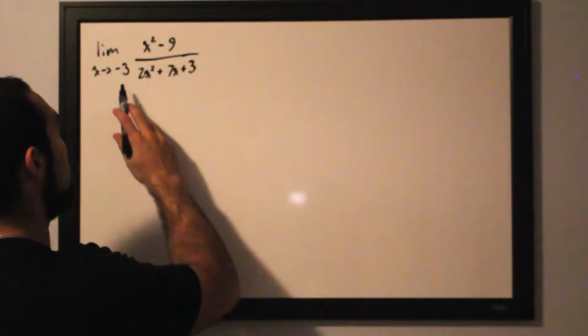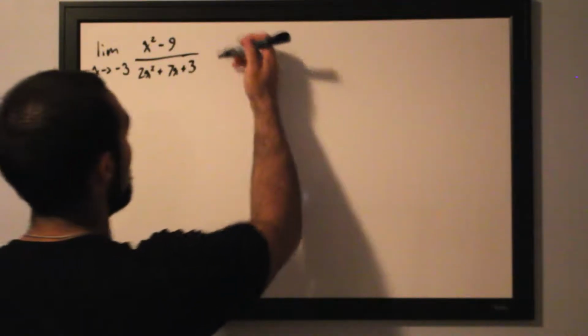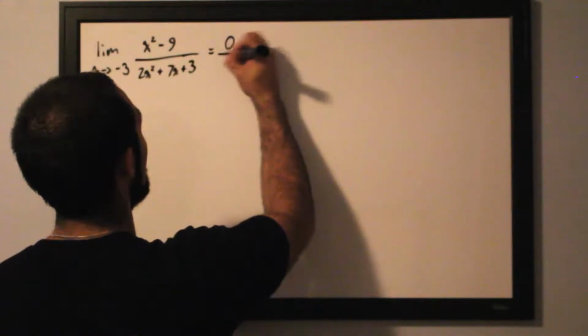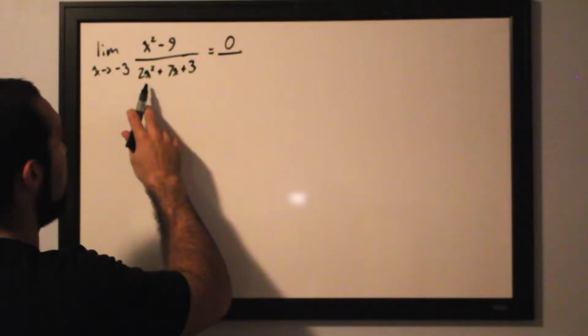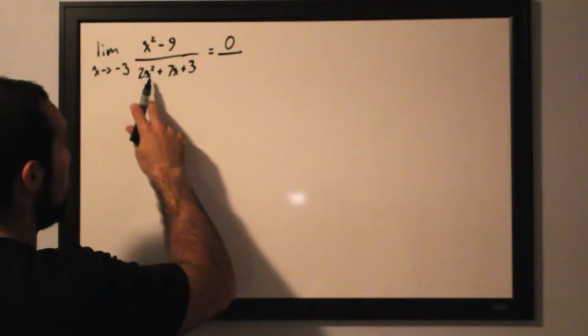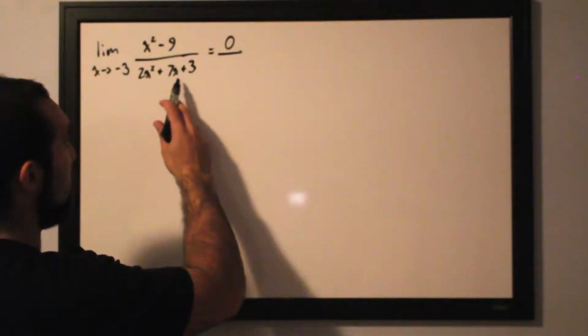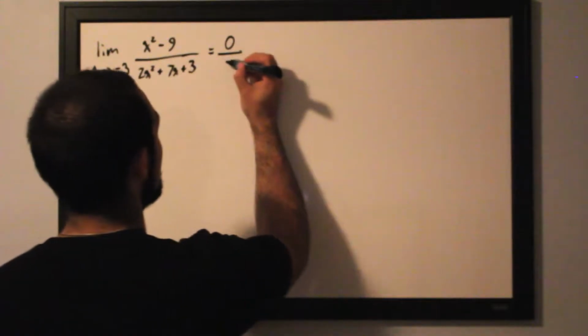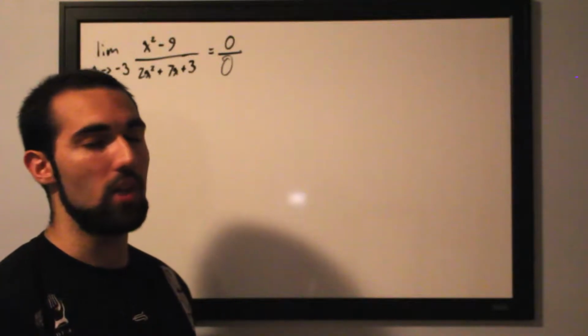If we tried plugging in -3 over here, we'd get -3 squared, which is equal to 9. 9 minus 9 does come to 0 in the numerator. And if we tried plugging in -3 over here, we would get 9 multiplied by 2 comes to 18, minus 21 plus 3, this also comes to 0. So we have an indeterminate form. This is going to require a little bit of manipulation.